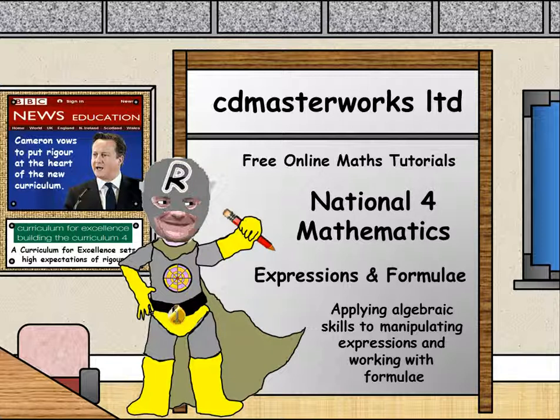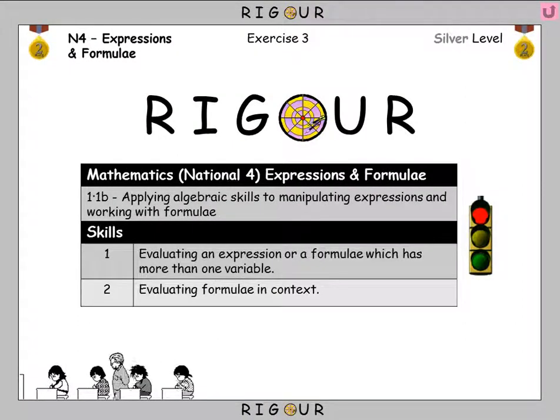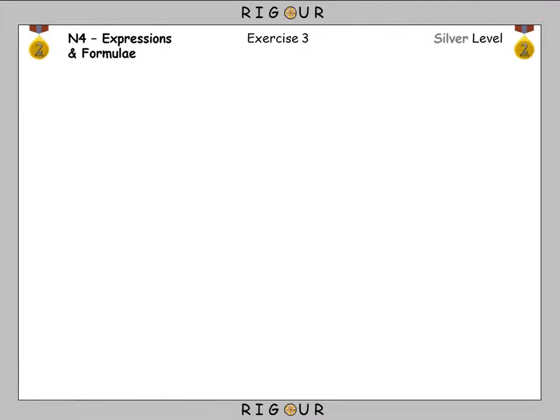So we're going to be continuing with our substitution and formulae module, only this time we're going to be looking at these two skills at silver. So evaluating an expression or a formula which has more than one variable, and evaluating formulae in context. Compared to our previous tutorial, you should find these skills slightly more awkward.